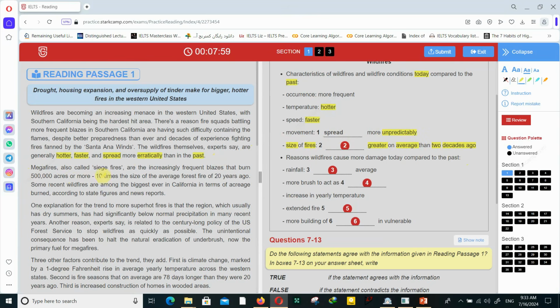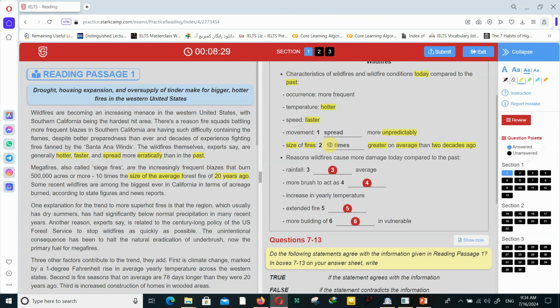Megafires, also called gigafires, are the increasingly frequent blazes that burn 500,000 acres or more, 10 times the size of the average forest fires of 20 years ago. You see, 2 decades equals 20 years ago. 1 decade is equal to 10 years. So how about the size? Size is actually 10 times the size of the average. So 10 times here is the answer, 10 times.